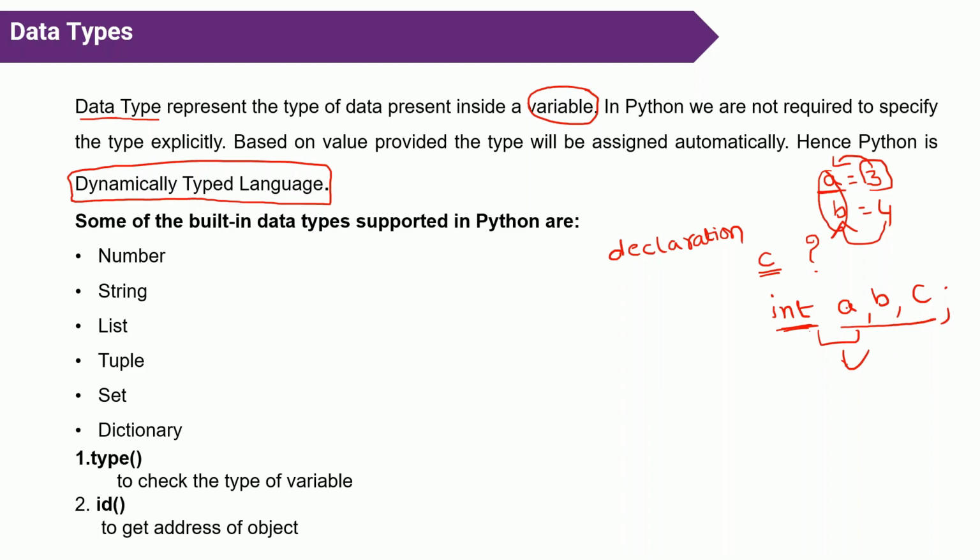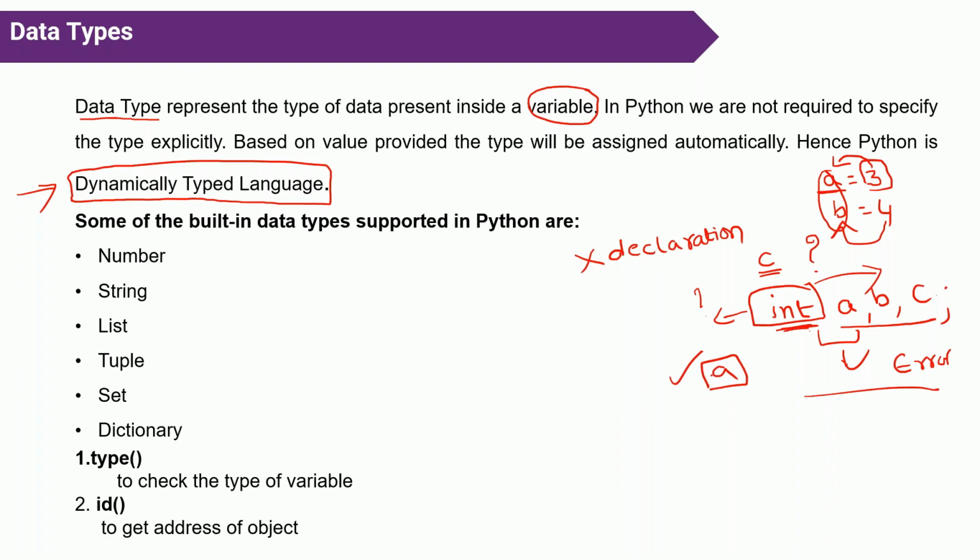At the same time, here a, b, c are of integer data type. What is integer? Ignore right now. If they are integer type, throughout the program, a, b, c can hold only integers. If you give other than integer, it gives an error. So this is C language. But what about Python? Python is a dynamically typed language. The meaning is no need of declaration. No need to declare the variable. Whenever you require a variable, use the variable. Suppose right now I require variable A. Directly you can use the variable.